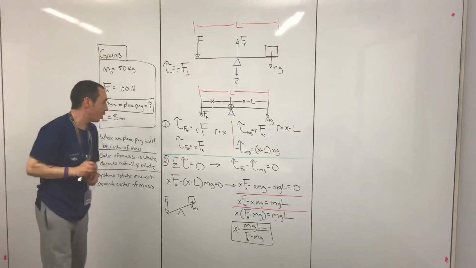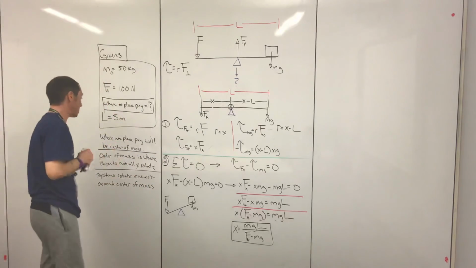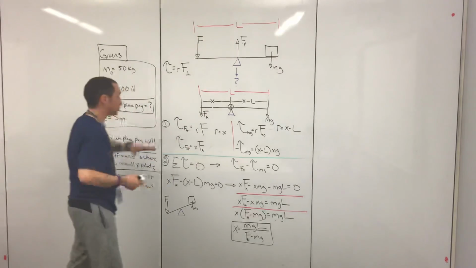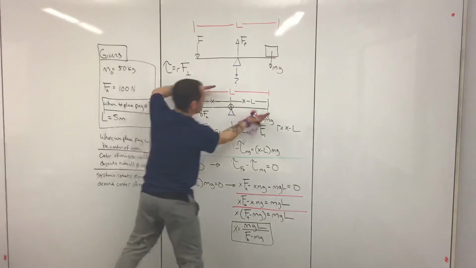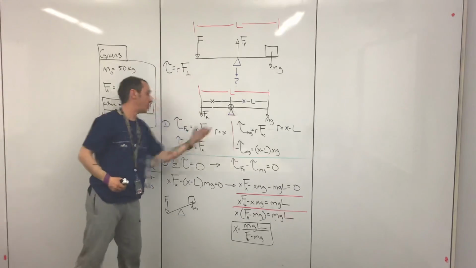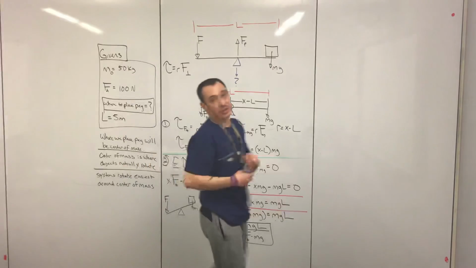I hope that was helpful. If you have any questions about it, go back and rewatch. The idea here is that we use torque because when we do lift this, the thing will be rotating. We use torque to find out where we place that peg, where that peg is essentially at the center of mass for the system.